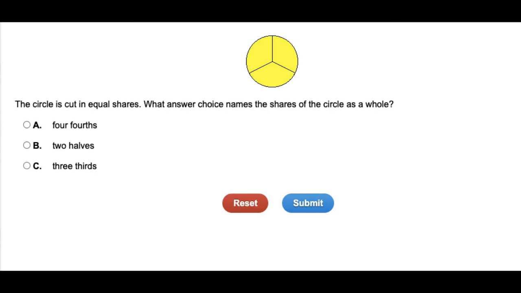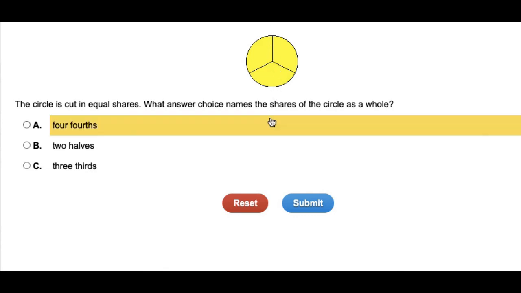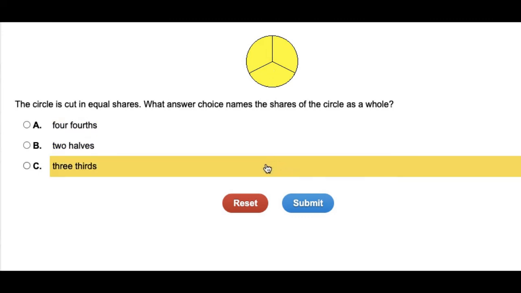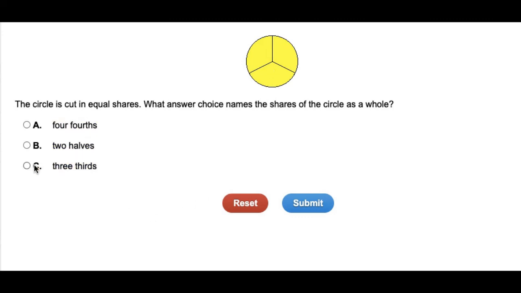The circle is cut into equal shares. What answer choice names the share of the circle as a whole? 3/3. So if we make it a quarter, it's going to be divided into 4 equal parts. 2 halves will make it into 2 pieces. So 3/3.